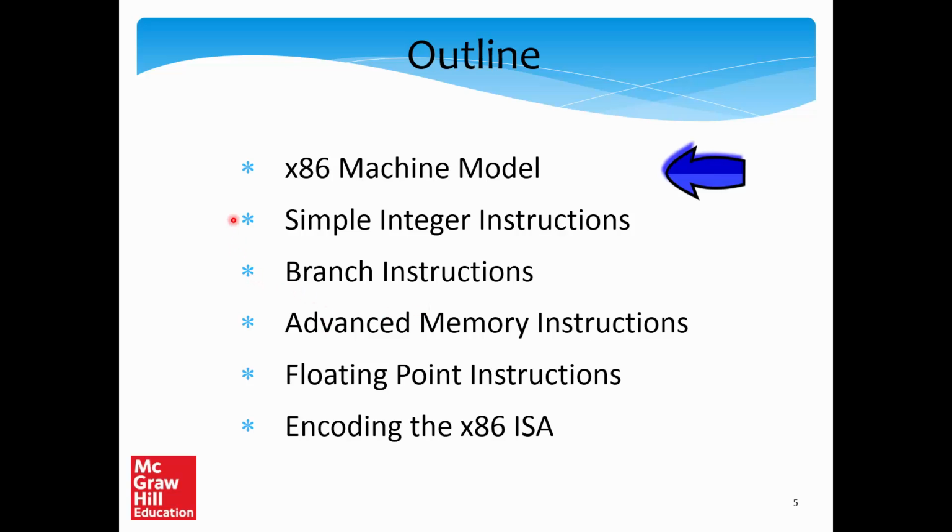Alright, so the way that the chapter will proceed is that first we'll discuss the machine model. Then we discuss simple integer and branch instructions. x86 has fantastic memory instructions, advanced memory instructions, so we'll discuss that. We'll discuss floating point instructions because floating point instructions are fairly complicated in the x86 ISA. And lastly, as we did for ARM and Simple RISC, we'll discuss methods to encode the x86 ISA.